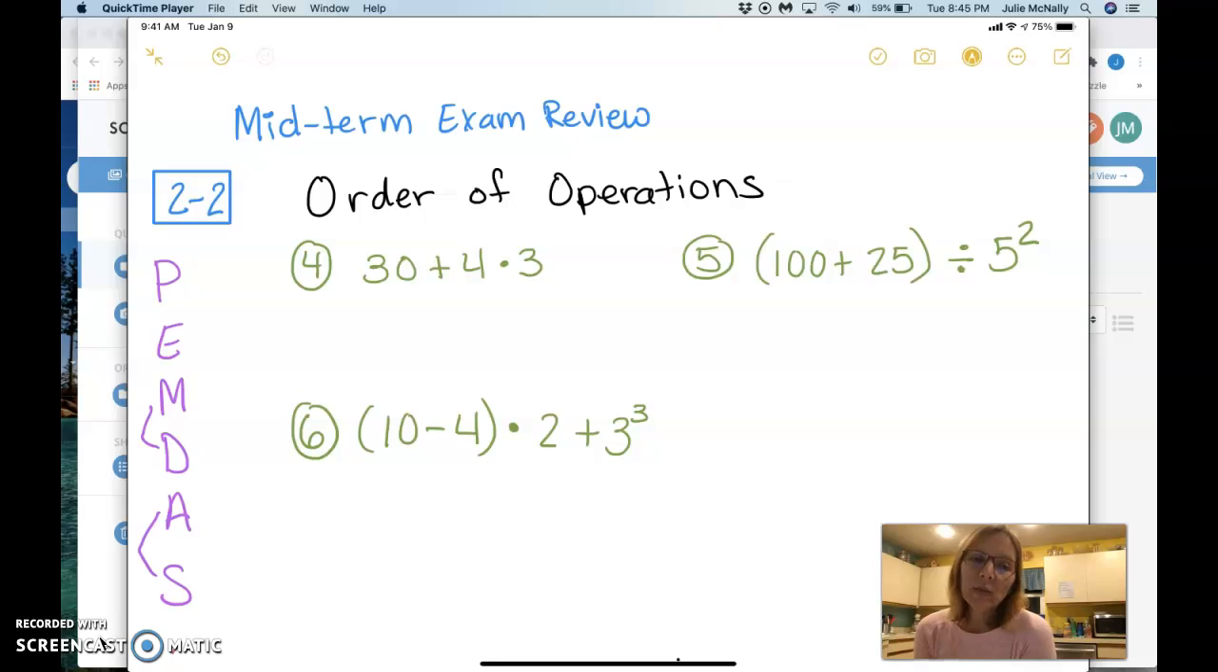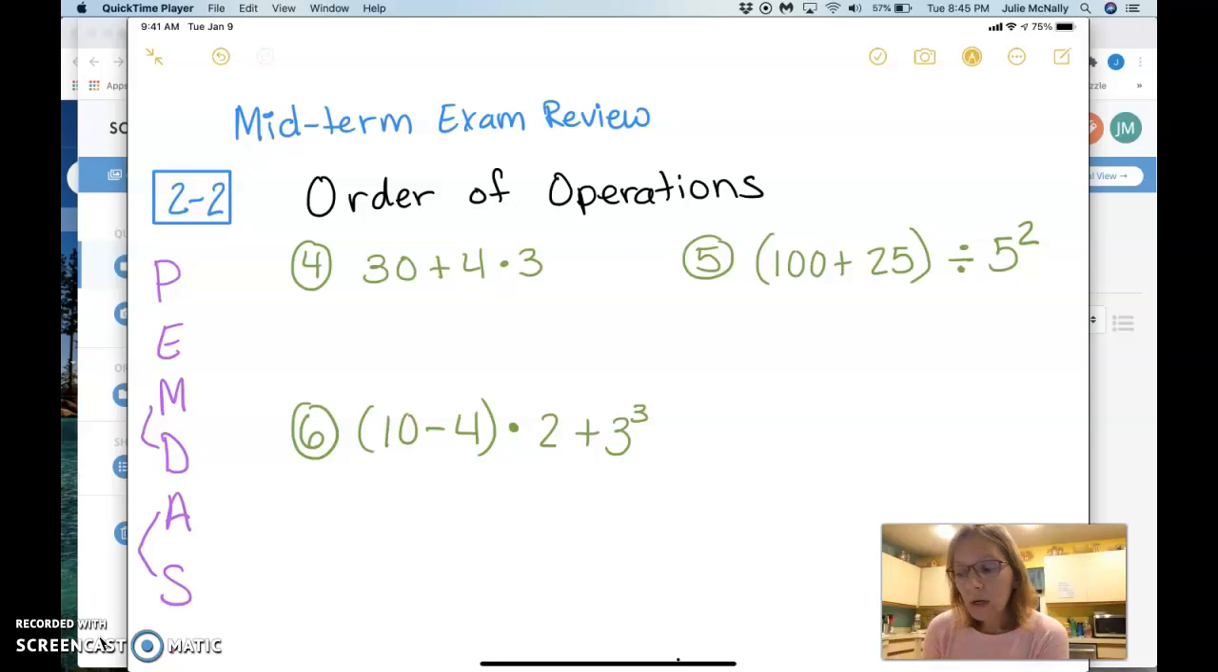Okay, section 2-2 is on order of operations. So on the side, I've written down my order of operations, PEMDAS. Please write that down and remember it. You have to do these problems in order of PEMDAS or you're going to get the wrong answer.